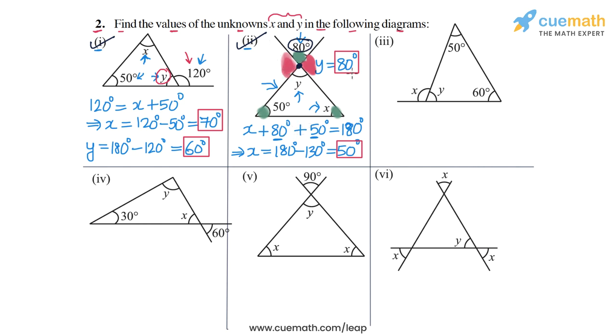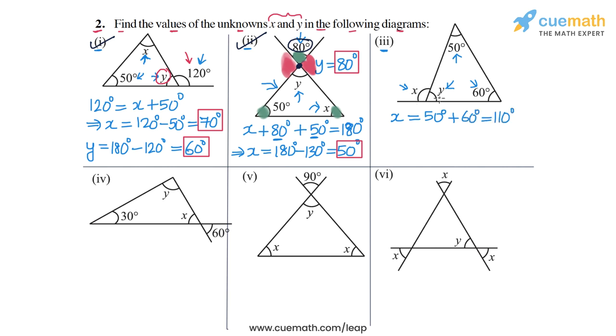Okay, now we come to part 3. In part 3, the unknowns are this angle x, which is an exterior angle for the triangle, and this angle y. So x is easy to find. We can use the exterior angle sum property, which says that the exterior angle x should be equal to the sum of the opposite interior angles 50 degrees and 60 degrees. So x will be equal to 50 degrees plus 60 degrees, or 110 degrees.